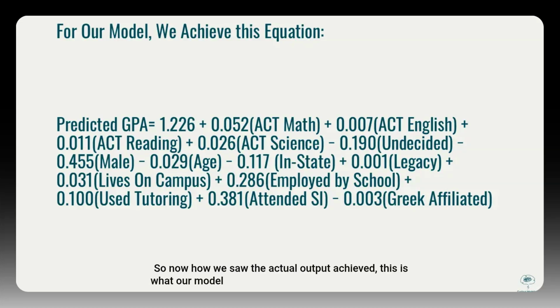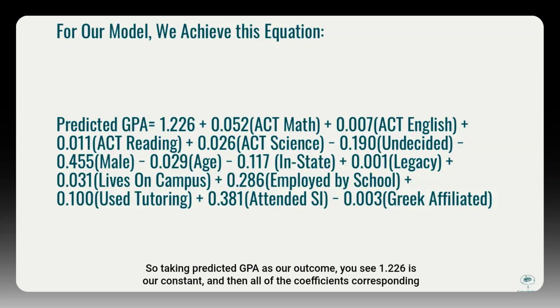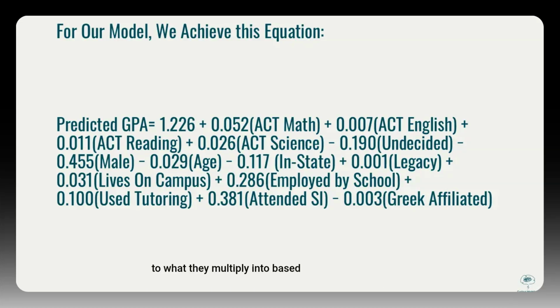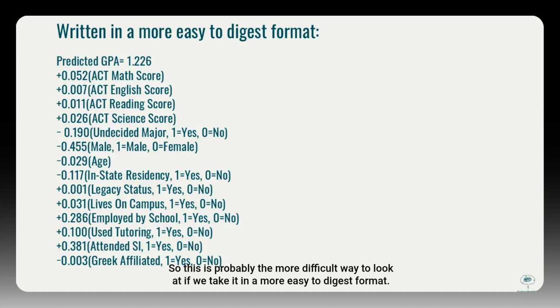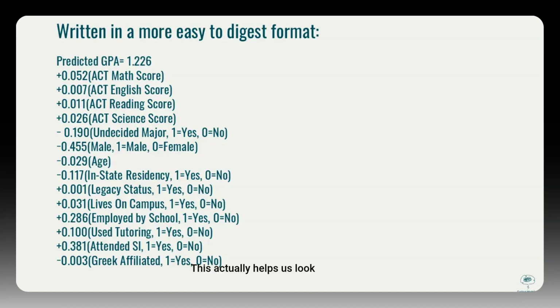This is what our model looks like in the form of an equation. So taking predicted GPA as our outcome, you see 1.226 is our constant, and then all of the coefficients corresponding to what they multiply into based on whether it's a categorical variable or a binary, one for calculating into it. So this is probably the more difficult way to look at it. If we take it in a more easy to digest format, this actually helps us look to the math itself, which I'll get to here in a second.